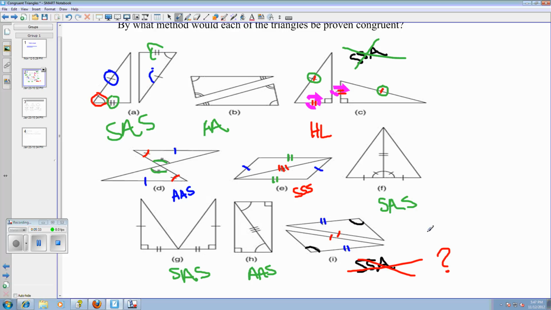So if we can't prove them congruent by side-side-angle, because that doesn't exist, and these are not right angles, then we should come to the conclusion that none of our methods will prove that those are congruent. So you cannot determine that those two triangles are congruent based on the given information.